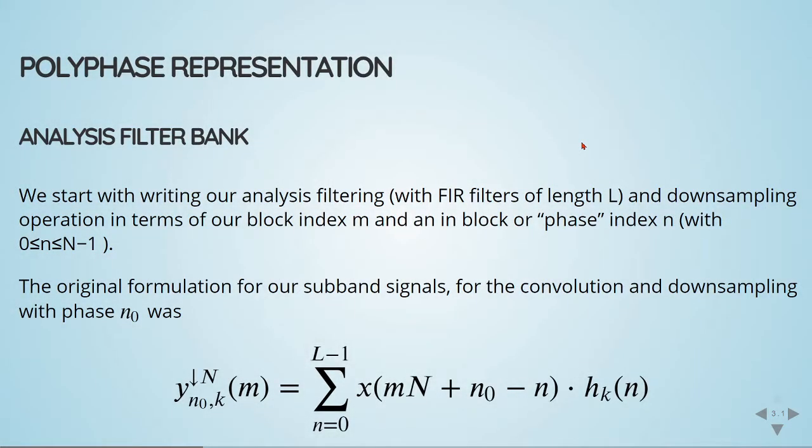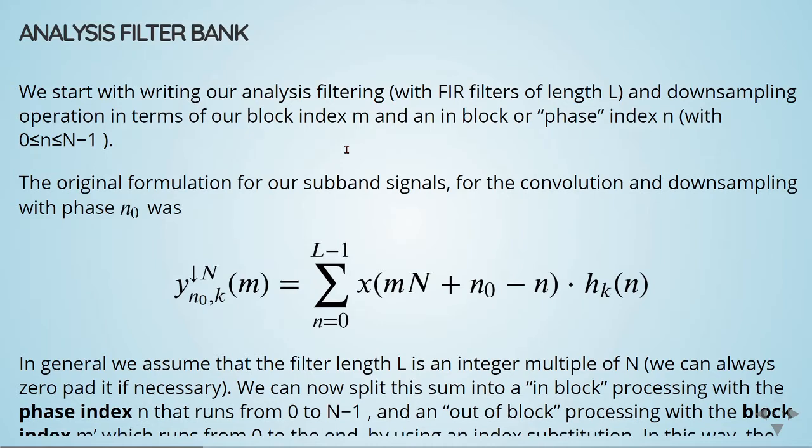We start our journey into polyphase representation taking a look at the analysis filter bank. So we start with writing our analysis filter with FIR filters of length capital L and downsampling operation in terms of our block index m and an in-block or phase index n, with n between 0 and capital N minus 1. The original formulation for our subband signals for the convolution and downsampling with phase n0 was given by this equation here.